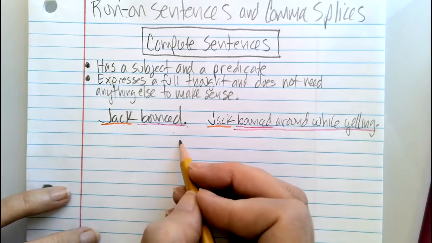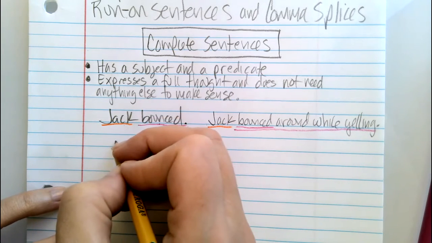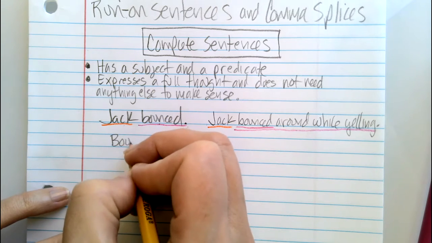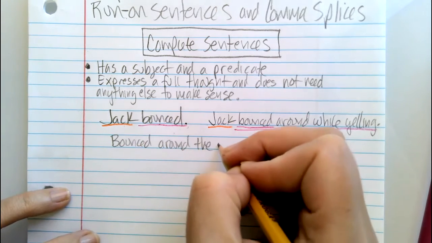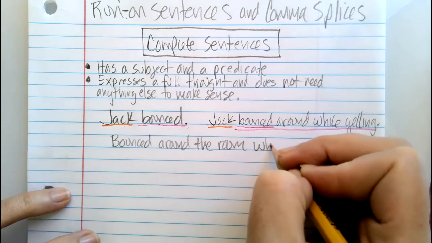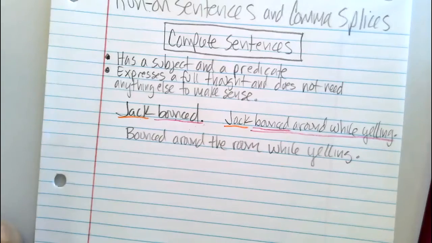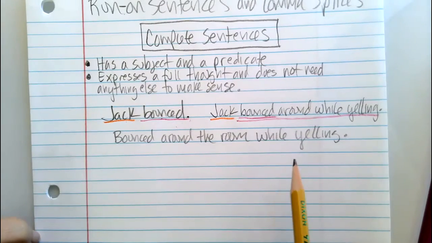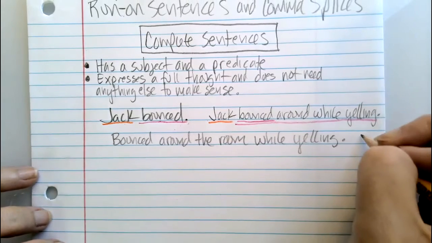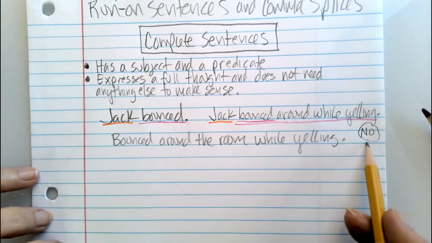Okay, now we're going to skip 2 lines, come down to the second line, and we're going to write bounced around the room while yelling. Okay. Is this a complete sentence? No. Why is it not a complete sentence? First of all, let's go ahead and put a no over here to the right with a circle. This is not a complete sentence.